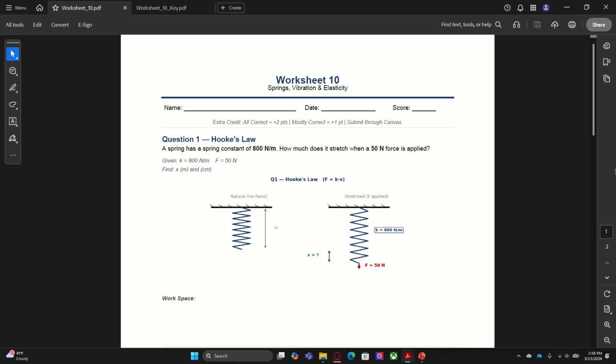Well, given that K equals 800 newtons per meter and our force is 50 newtons, what we're looking at is this. We are applying our force down, which means we are expanding our spring quite a bit. We have its initial length, or its natural length, L naught, and we have a change from that length, x, or our displacement.